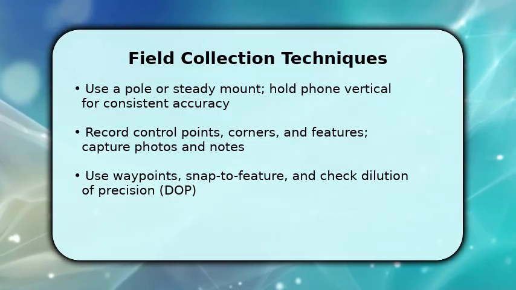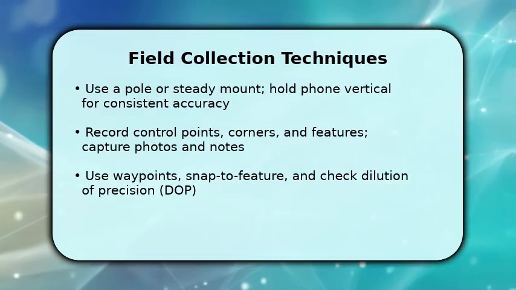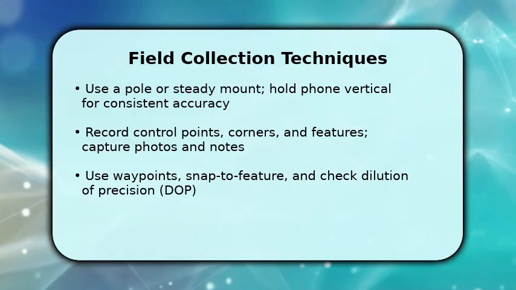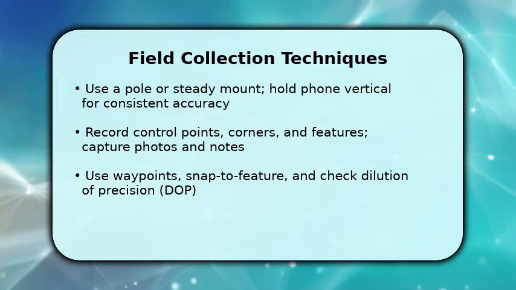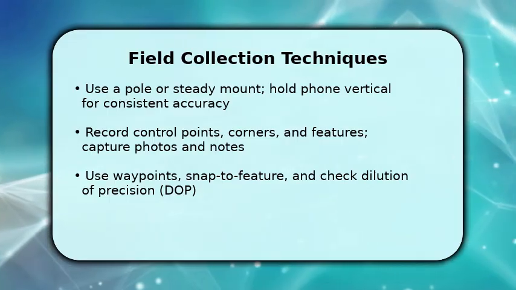Walk each boundary or feature slowly and stop at each control point to record a waypoint. Hold the phone vertical or use a pole to reduce multipath error. Take a photo and short note for later context. Monitor DOP and satellite count. If DOP rises, wait or move to a clearer sky.